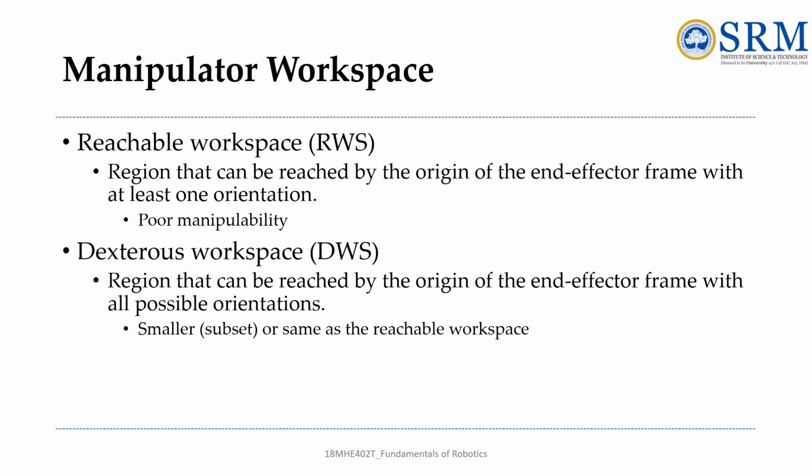Now think of the dexterous workspace as the area the hand can reach, but this time it can handle things from any angle. It's a subset of, or the same as, the reachable workspace, but it's more versatile and useful for tasks because it can grip and work with objects from all sides.